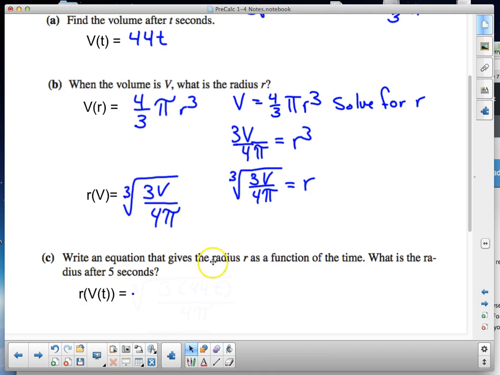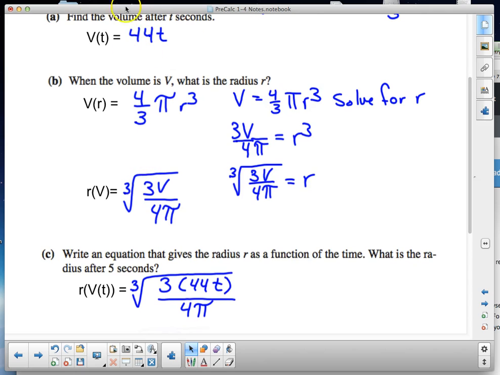Now, write an equation that gives the radius r as a function of time. What is the radius after 5 seconds? So now I've got r with v with respect to t. So I'm going to plug in where I see v at 44t. Now this is that r down here, and I'm grabbing that 44t, bringing it down, and using that composition idea of the function to make this work for us.